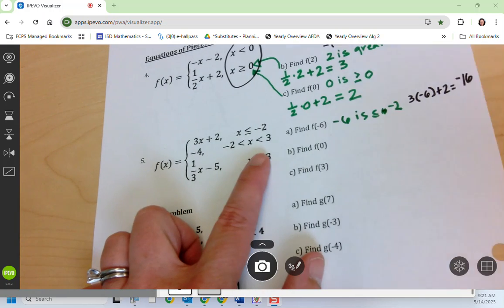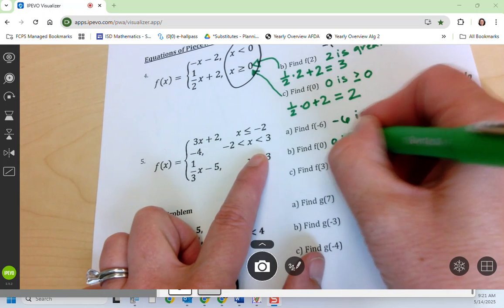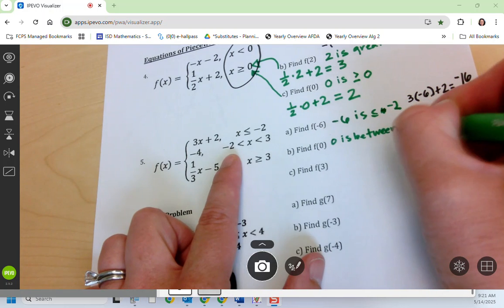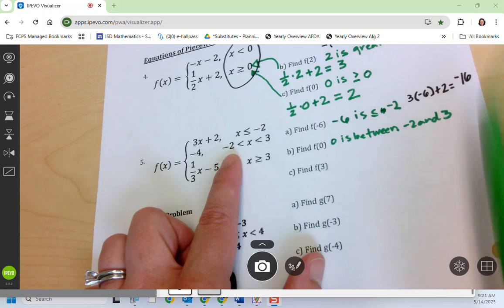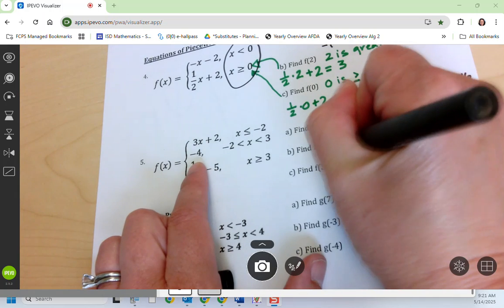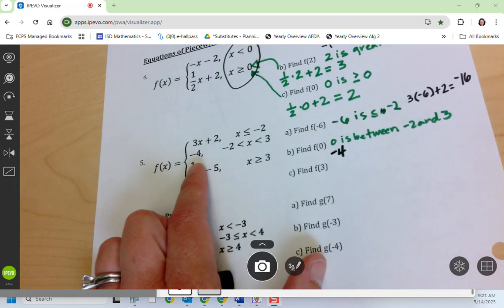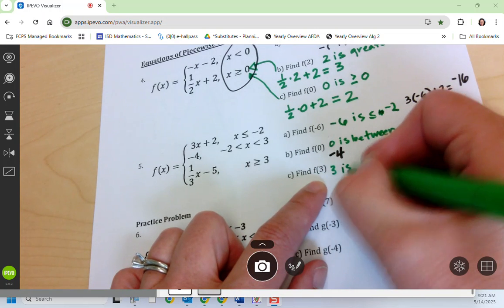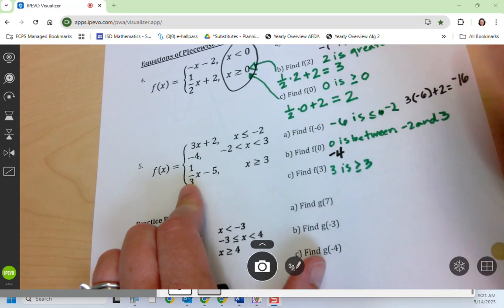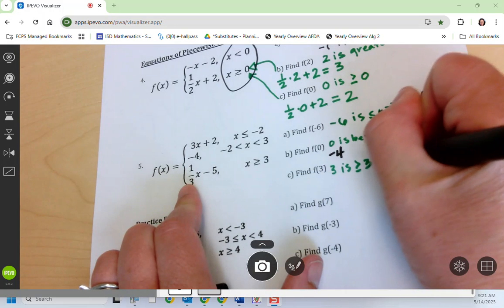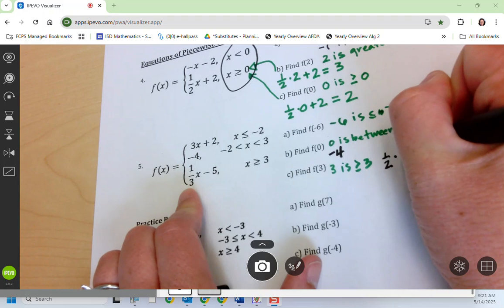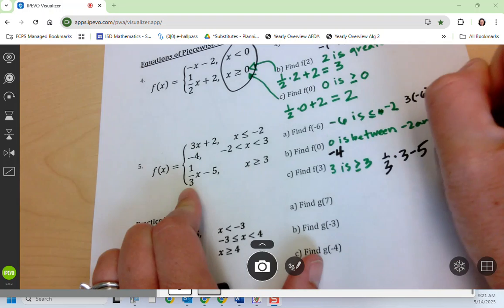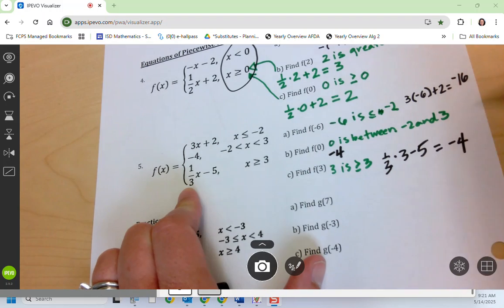The next one, 0. 0 is between these two numbers, right? -2 and 3. And so I'm going to use this one. My answer is just -4. And then the last one, 3 is greater than or equal to 3. So I use this one. 1/3 times 3, minus 5. I'm getting -4. Did you guys get -4 for that one?